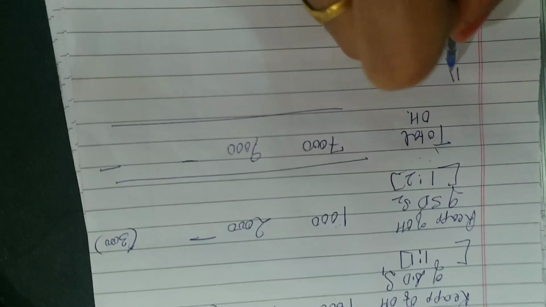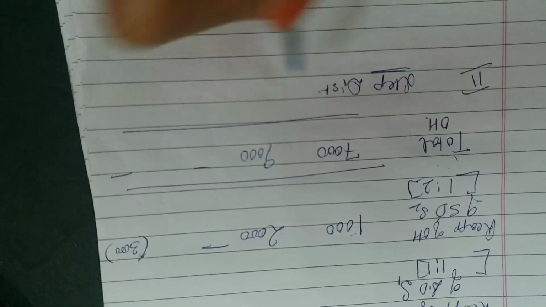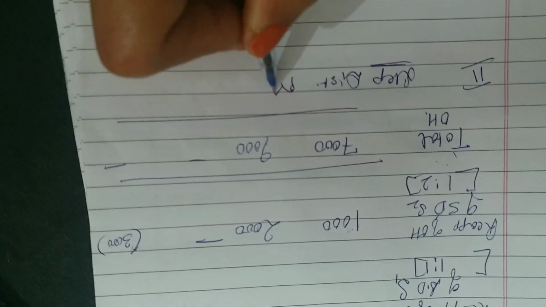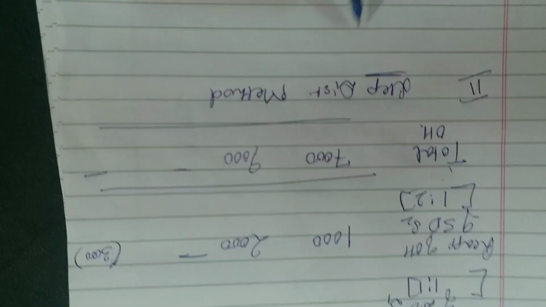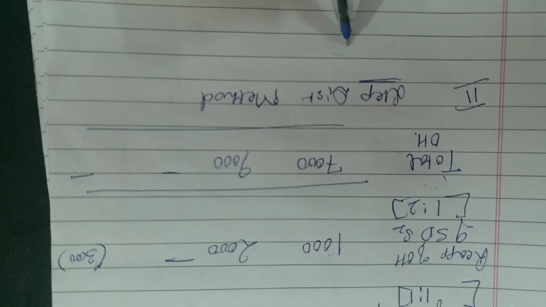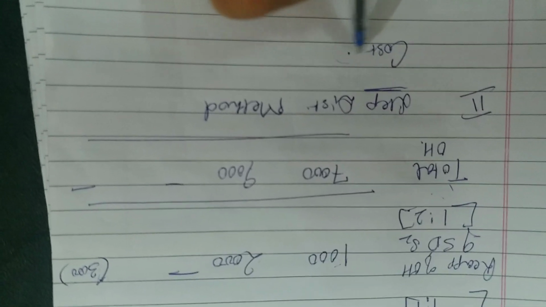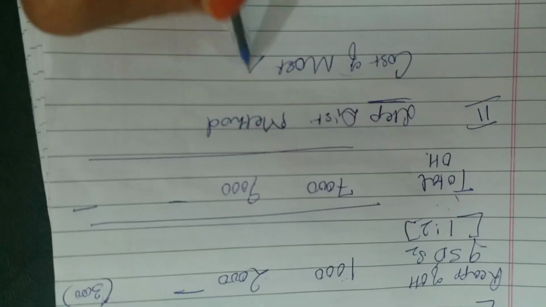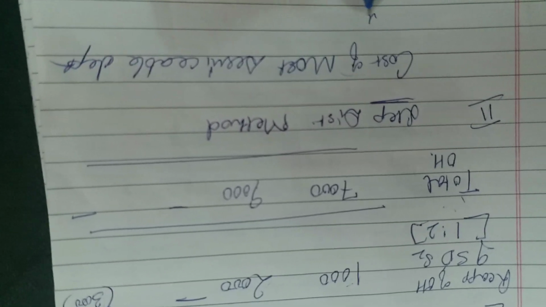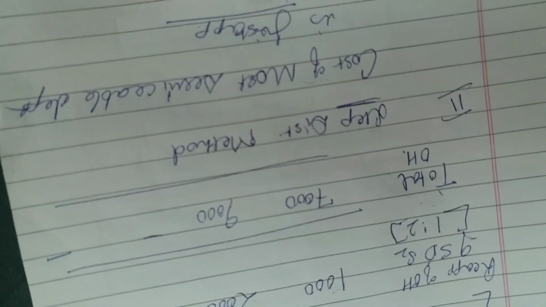The second method is the step distribution method. As the name says, it is going to give the answer in steps. So the step distribution method is the same, just the thing is it takes into account that the cost of the most serviceable department is first apportioned, and then the series continues.